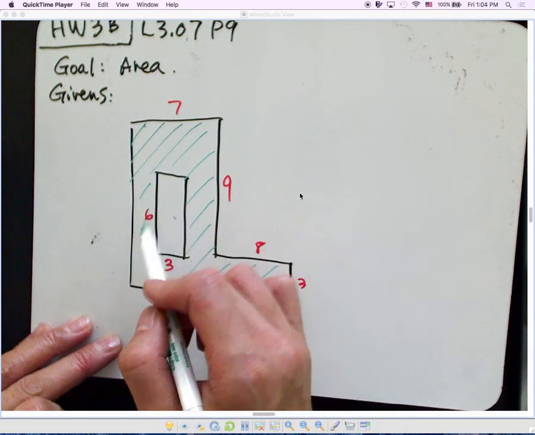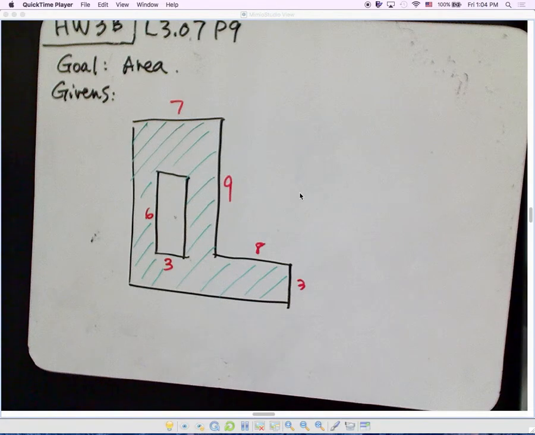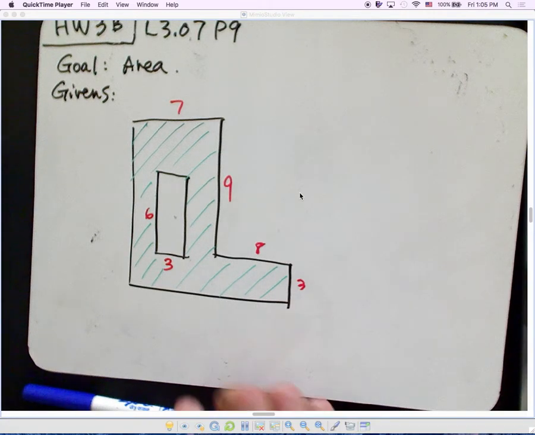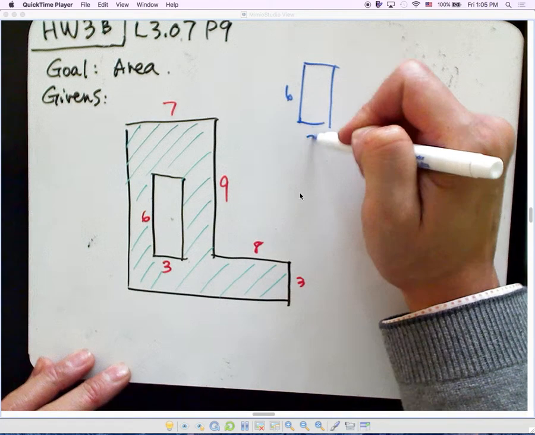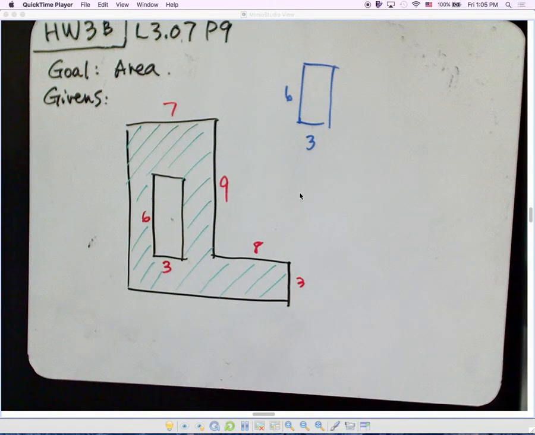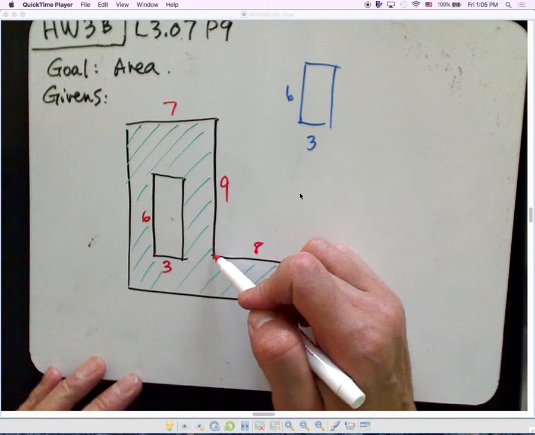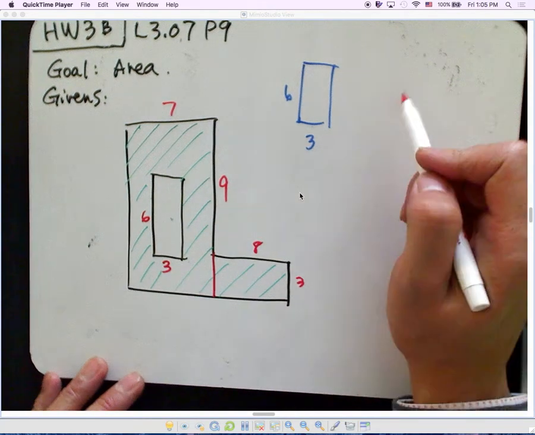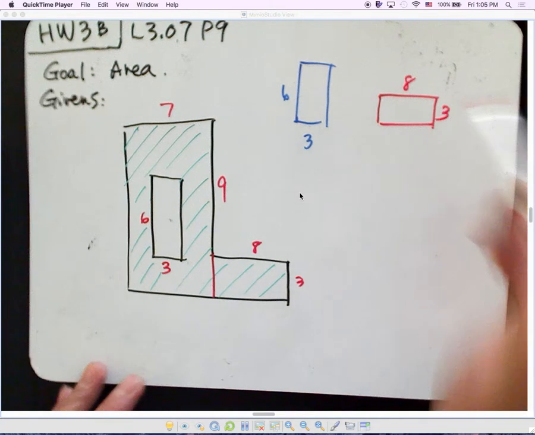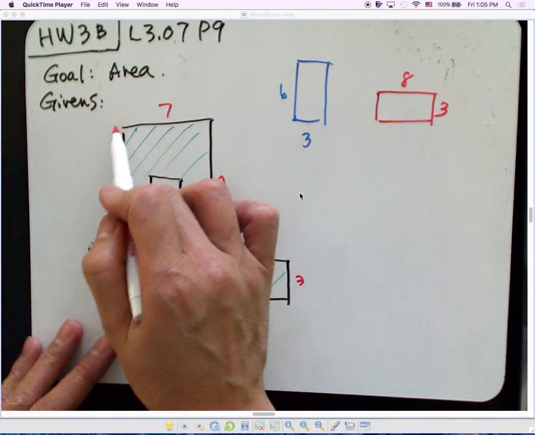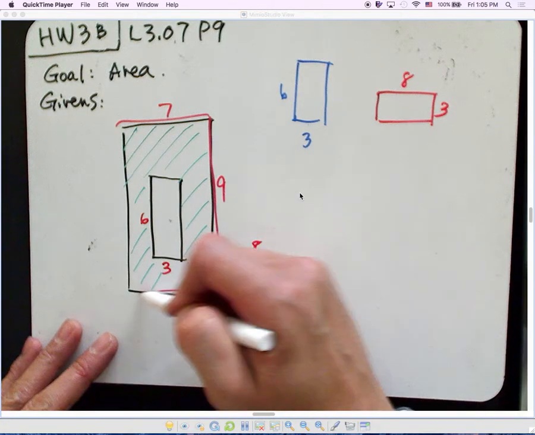Do you see the same thing as mine? Do you also see 3 rectangles here? Right? Do you see 6 by 3 rectangles? Do you also see 8 by 3? Right? If you cut right there, then I'll see 8 by 3 rectangles. And I also see the big rectangle, which is 7 by 9, or what?